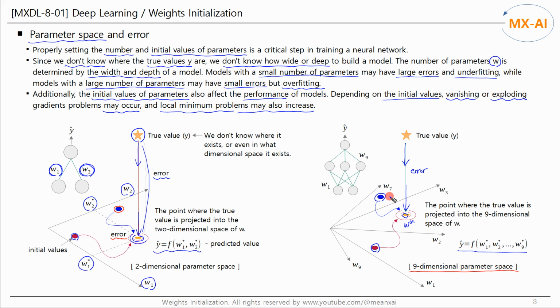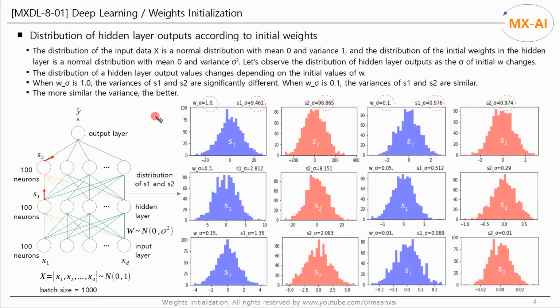In general, models that are sufficiently wide or deep perform better, if they are prevented from overfitting by regularization or dropout, and if the initial weights are set appropriately. Next, let's observe the distribution of hidden layer output according to the initial weights.